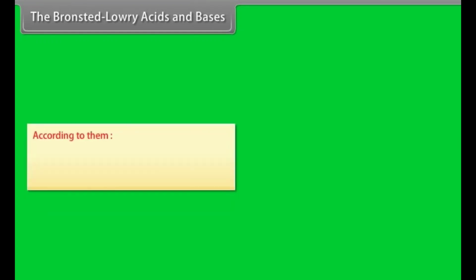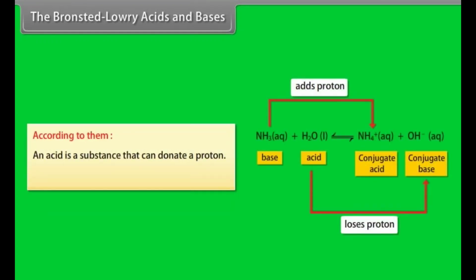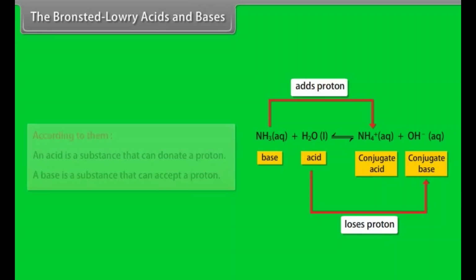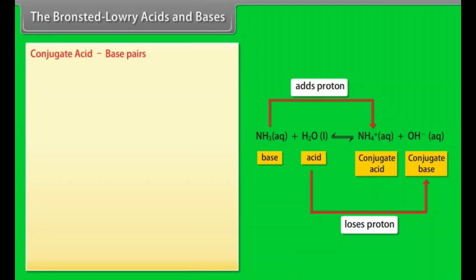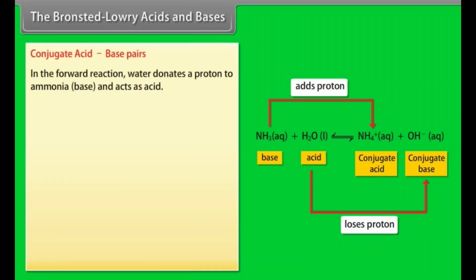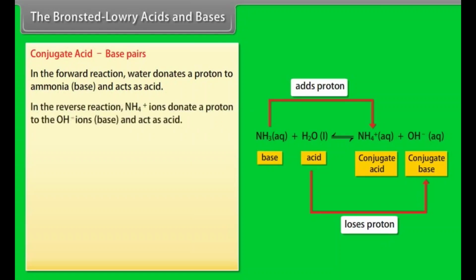The Bronsted-Lowry acids and bases. According to them, an acid is a substance that can donate a proton. A base is a substance that can accept a proton. Conjugate acid-base pairs. In the forward reaction, water donates a proton to ammonia, a base, and acts as an acid. In the reverse reaction, NH4+ ions donate a proton to the OH- ions, a base, and act as an acid.